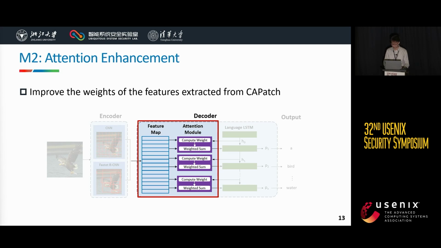Then we introduce the attention enhancement module. When generating each word of the output caption, the attention module uses the hidden state vector of LSTM to match the image features and then generates weights for those features. Then the weighted sum of features is sent to the LSTM to generate the word. So we designed the attention enhancement module to improve the weights of the features that are extracted from the CAPatch.